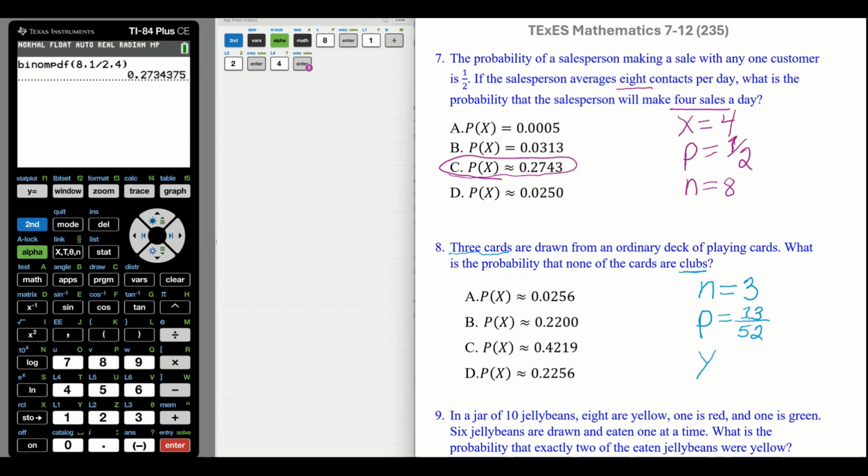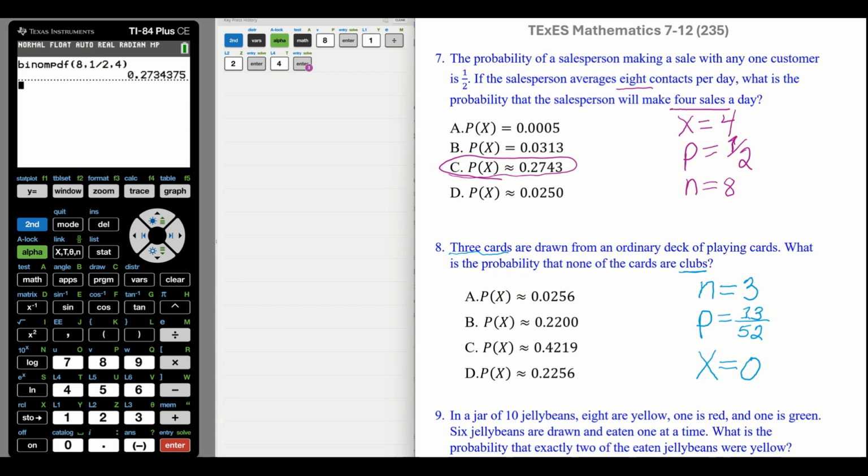Now we need to investigate our future, our X. None of the cards are clubs. That's a clue. It's 0. What's the probability of getting 0 clubs? No clubs. All the cards but clubs. That's what we need to think about and realize.